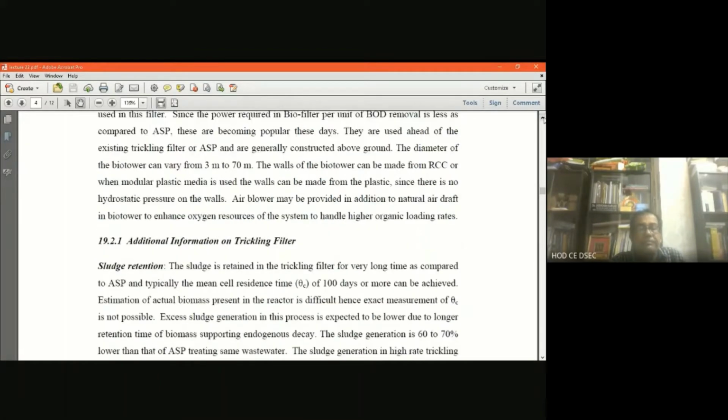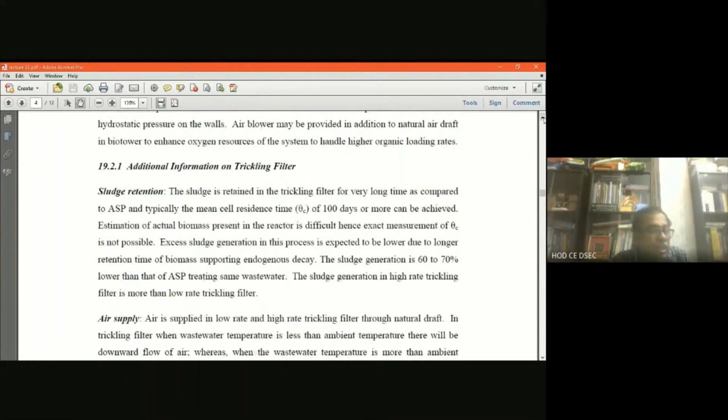Now the additional terminology I must highlight to you: the sludge retention is the mean cell residence time, theta C, which we described in an earlier lecture, the 21st lecture, while discussing the biological reactor, that is the activated sludge process. We described the mean cell residence time vis-a-vis the solid retention time. In this attached growth process, the trickling filter, a mean cell residence time of 100 days or more can be achieved.